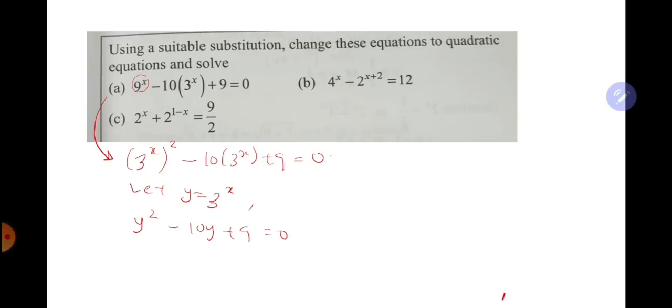Okay, and then now you already have the quadratic equation, so you just solve this. Is this a log? Oh, no, it's 10y. Okay, this is not a log. You can factorize this as (y minus 9)(y minus 1) equals 0. So y equals 9, y equals 1. Okay, so that's the answer.